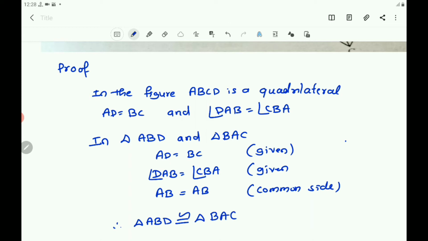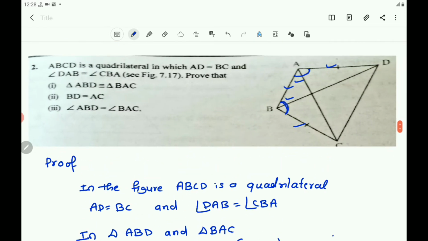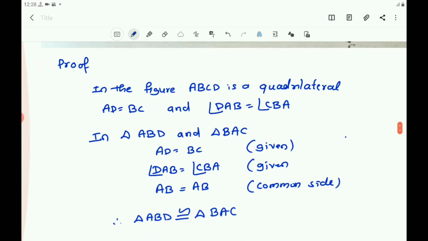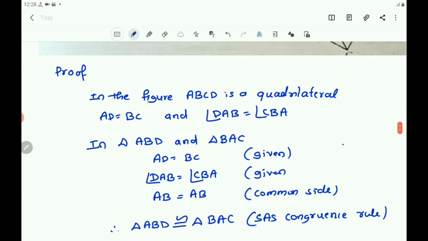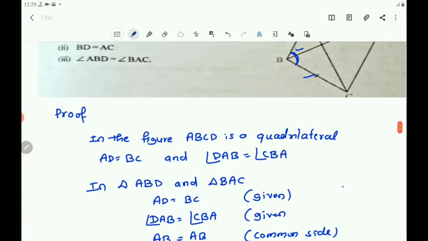Which congruence rule is used here? Side angle side. Two sides AB and AD and the included angle BAD are correspondingly equal to the two sides AB and BC and angle ABC. So which congruence rule is used? SAS congruence rule. In this way you got the first result.